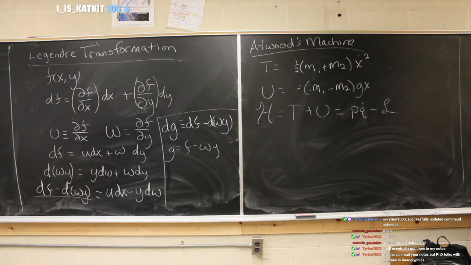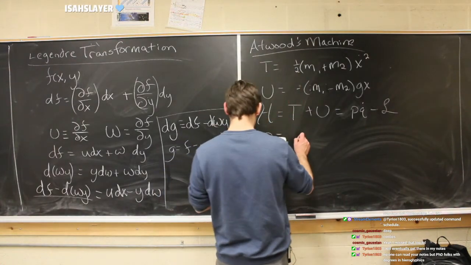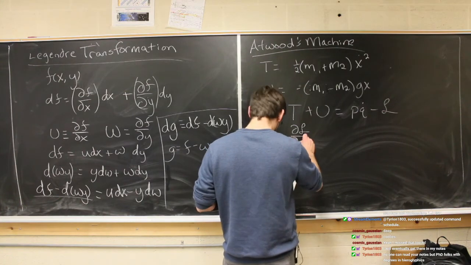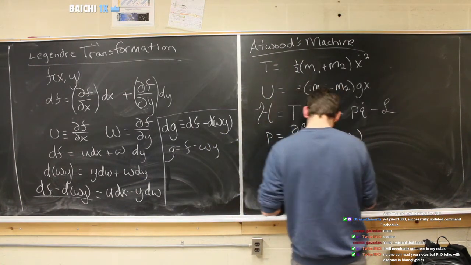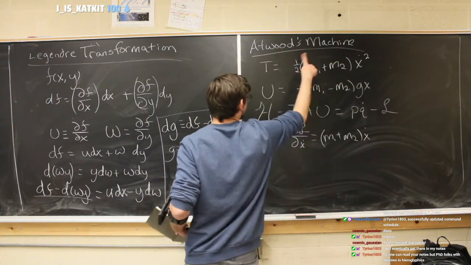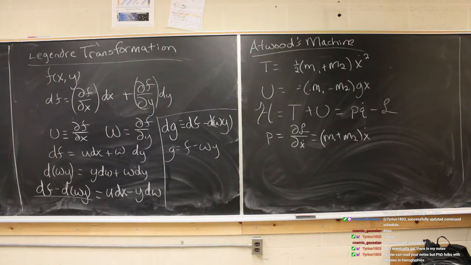Either way, let's do this. Let's figure out what the generalized momentum is. Remember, the generalized momentum, p, is going to equal the derivative of the Lagrangian with respect to x dot, which is equal to m1 plus m2, all times x dot. Remember that? We just take the derivative of this. The 2 comes down, cancels the 1/2, and we just get the rest, right? Straightforward power rule.